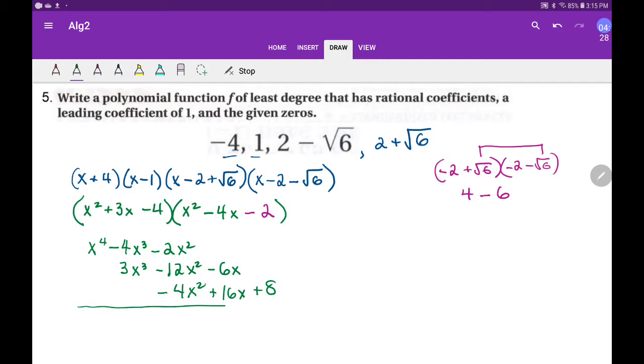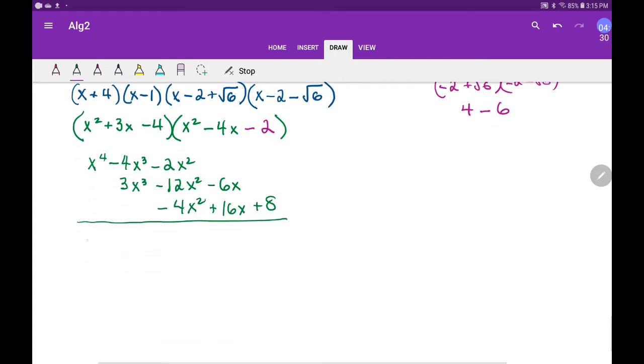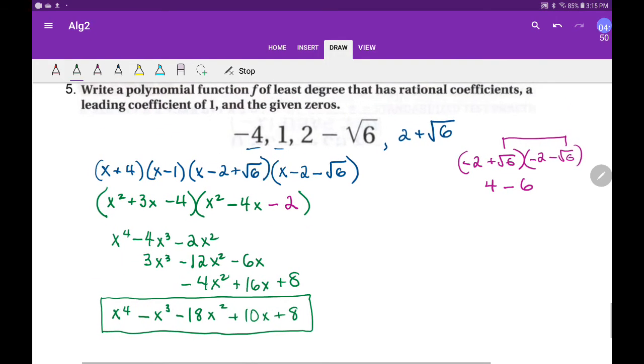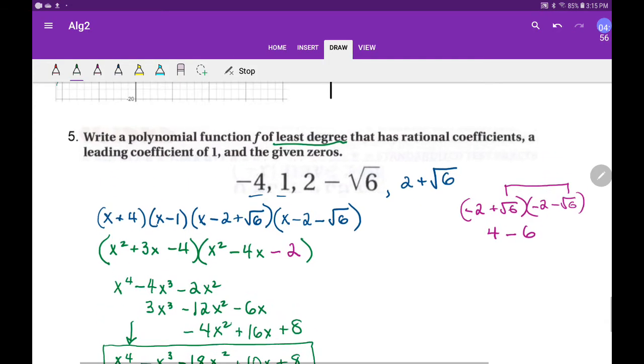Now I'm going to add these up, and I'm going to have x to the 4th. Minus 1, x to the 3rd. They're all negative here, so I'm going to get negative 18x squared. And then these are going to fight, and I'm going to get 10x plus 8. So there is my polynomial of 4th degree. That's the least I could have. I could have had more. I wanted the least degree, so there it is, the least degree I could afford.